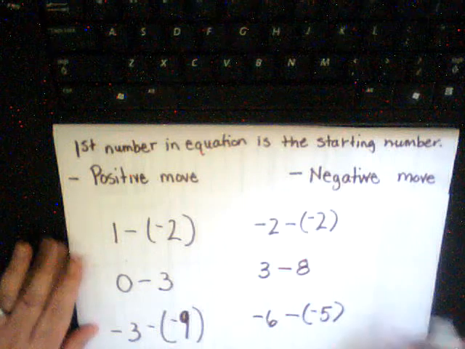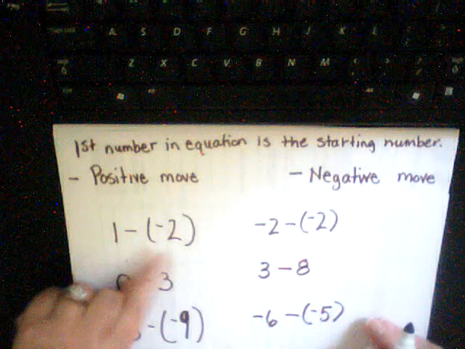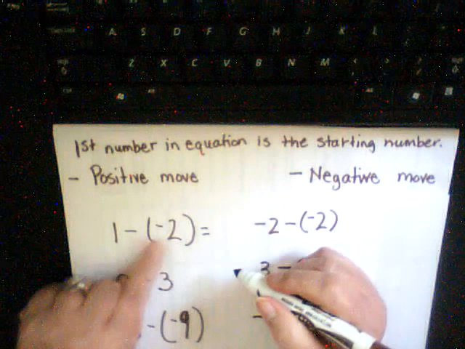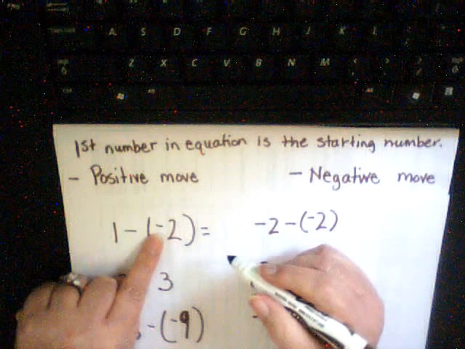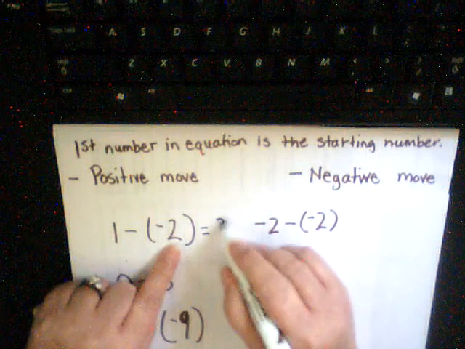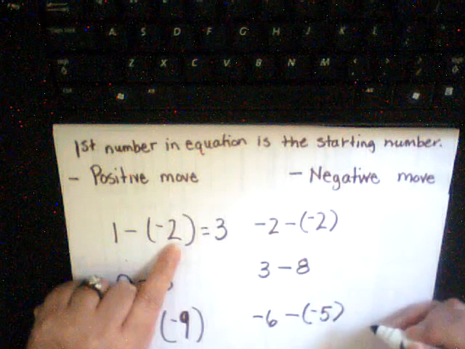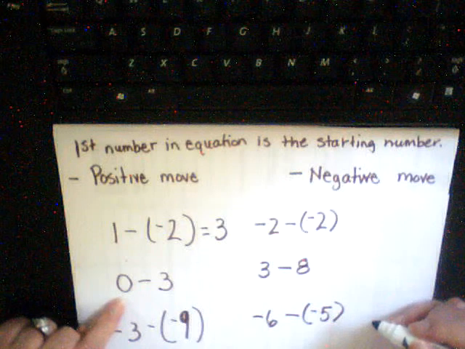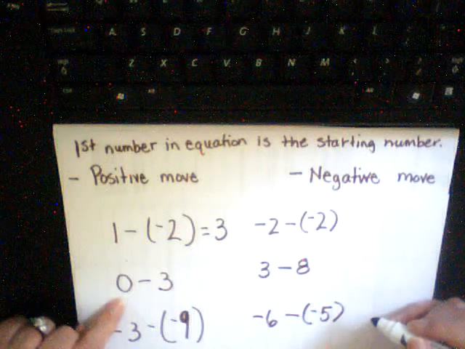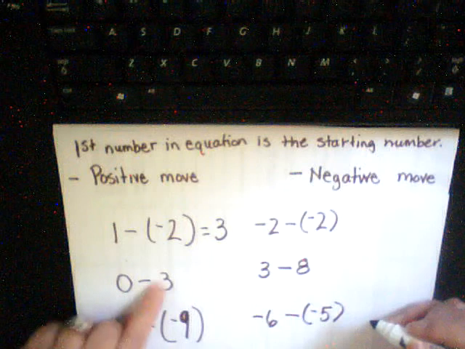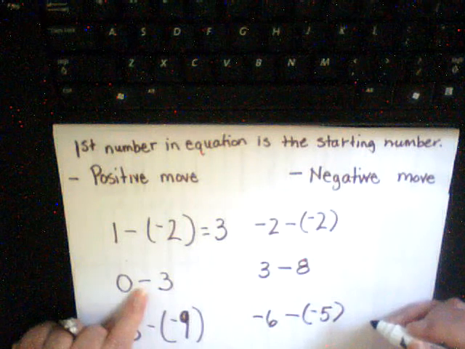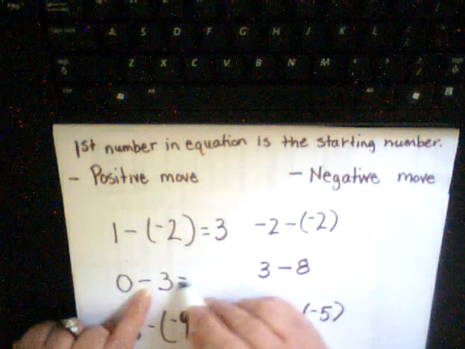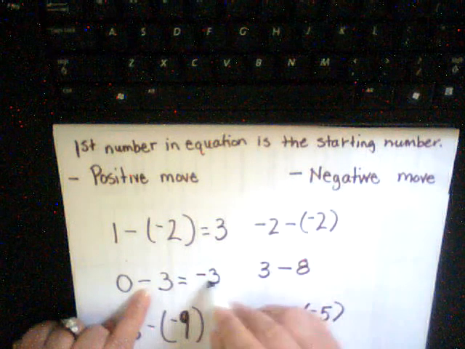Okay, 1 minus negative 2 equals. With the two negative signs, we added, so 1 plus 2 is a positive 3. Zero minus 3. There is no other negative here, so you would move to the left on the number line, and that means that your answer is going to be a negative 3.